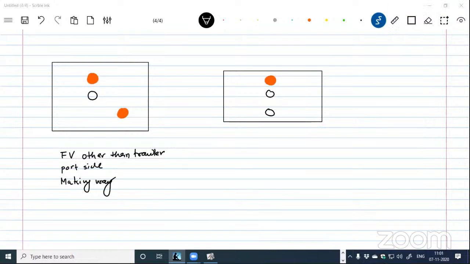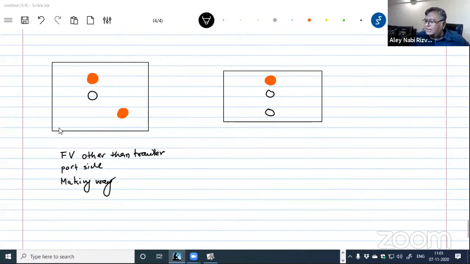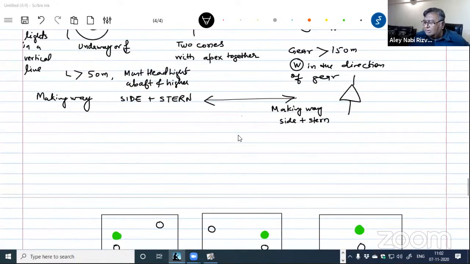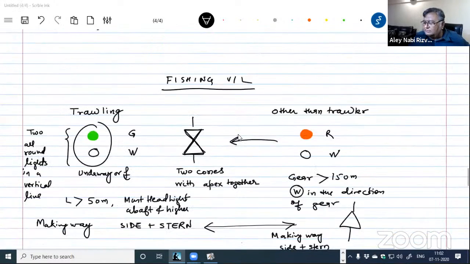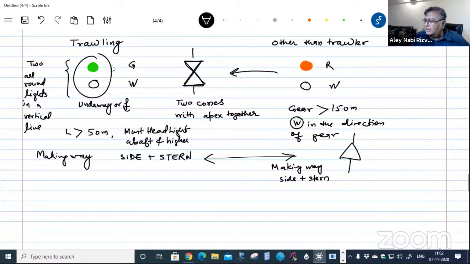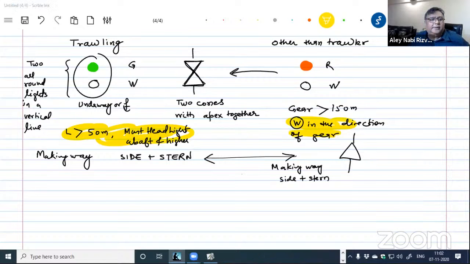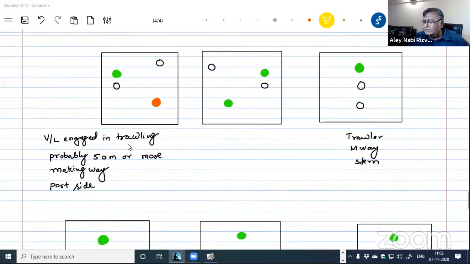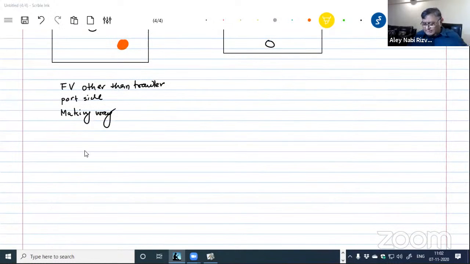And because for the fishing vessel there is nothing like length more than 50 meters or less than 50 meters, we never say that. The length indication is only given in trawler. Look at the comparison which I gave you here. You see carefully. Here, the length indication is given only for the trawler. But for fishing vessel, only the gear extending, you have one white light. All right. So quickly, I will just add one more vessel, and that's it for today.